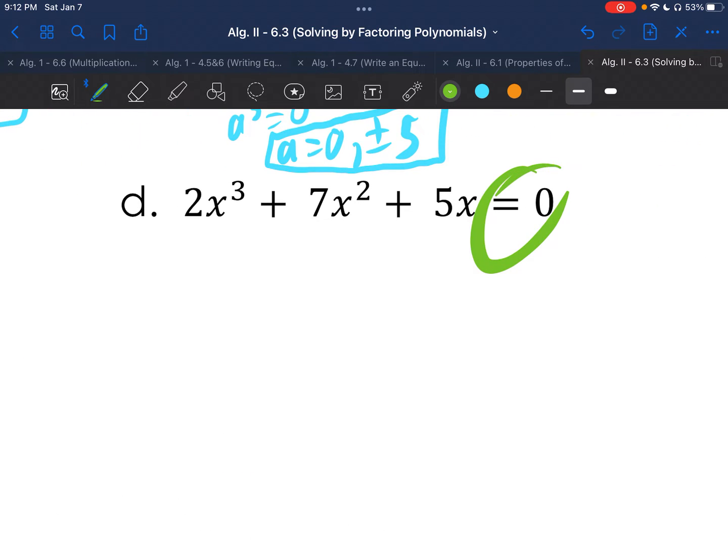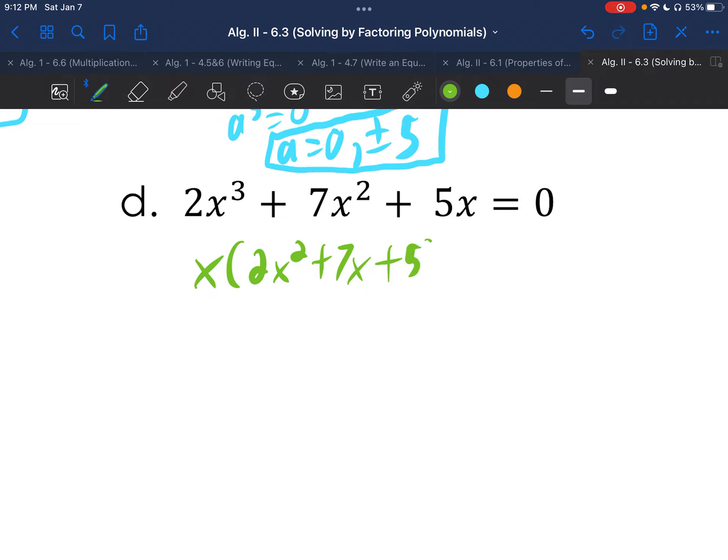For D, it's equal to 0, and there is a GCF. So we take an x out, and then we are left with 2x squared plus 7x plus 5 equals 0. 3 terms in the middle, so we take the x, or making x. We have 2 times 5, so 10 on top, 7 on the bottom. 5 and 2 do the trick. A is 2 and not 1, so no shortcut for this either.